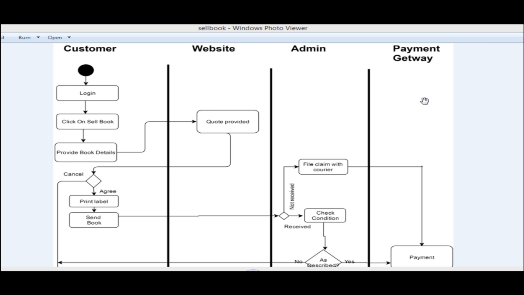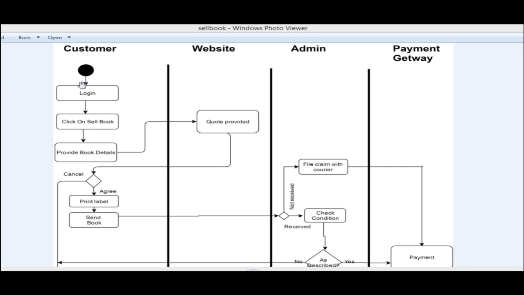Now I will explain sell books. In sell book, the customer basically sells books to our site. The participants are the customer, website, admin, and payment gateway. The activities are divided into customer activity, website activity, admin activity, and payment gateway activity. It starts from the customer.